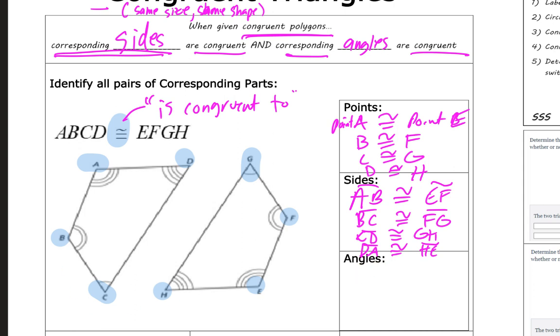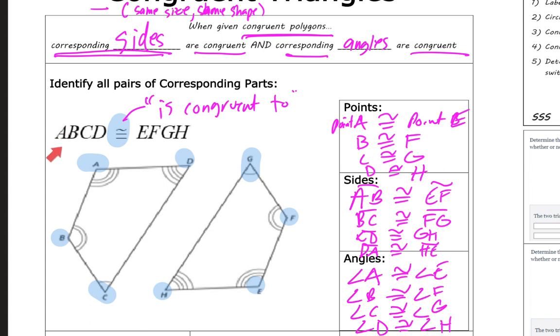All right, so what about the angles? Well, A, since it's the first one, you would think it corresponds with E also. Just look, this has 3 arcs. E also has 3 arcs, so that makes sense. So angle A is congruent with angle E. Angle B is congruent with angle F. Angle C is congruent with angle G. Angle D is congruent with angle H. Because that's what we got here: A, E, B, F, C, G, and D, H. All right, so those are corresponding parts.